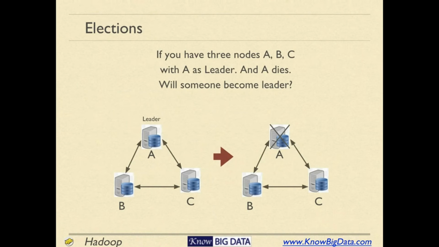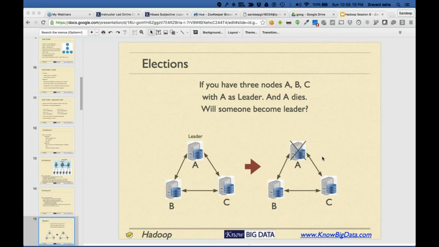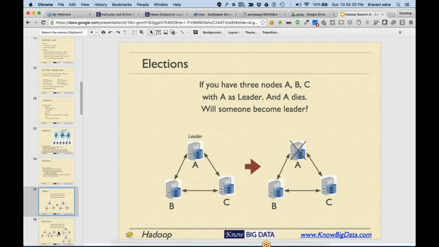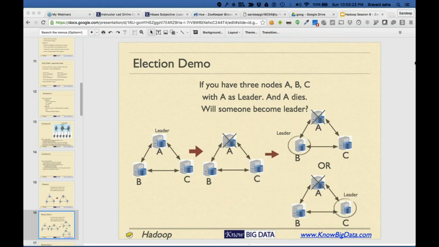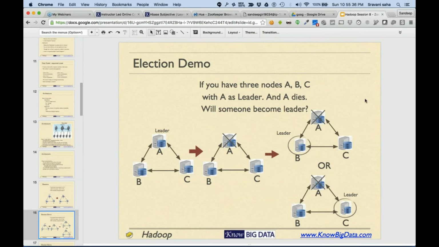Now, question to all of you: if you have 3 nodes, A, B, and C, A being the leader, and A dies, as in A gets disconnected from the network, will somebody become the leader? Yes, that's right, because 2 is still a majority. Okay, so as soon as A is dead, automatically the machines will talk amongst each other, and somebody will become the leader.